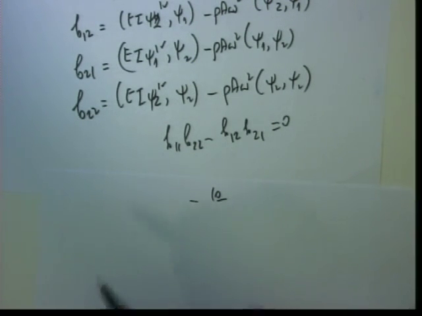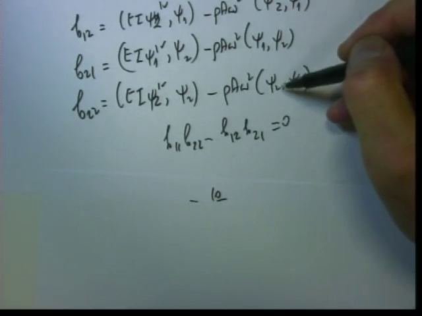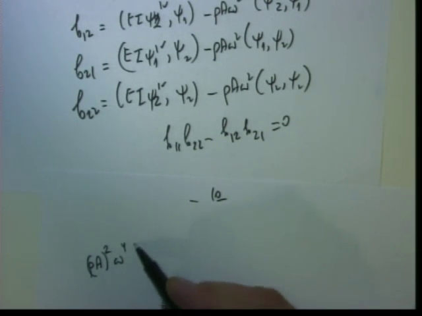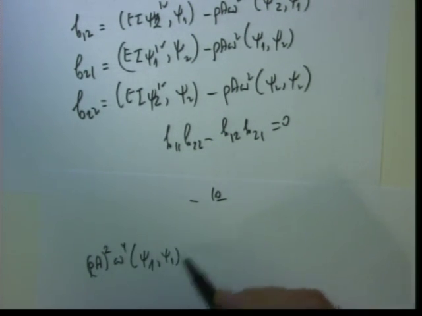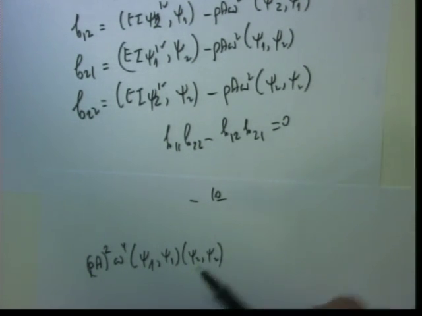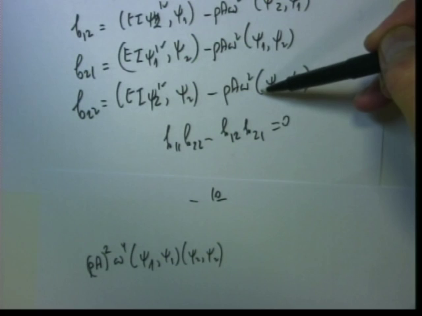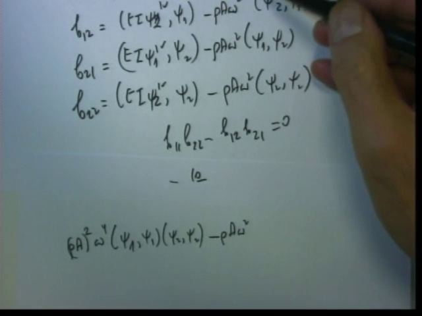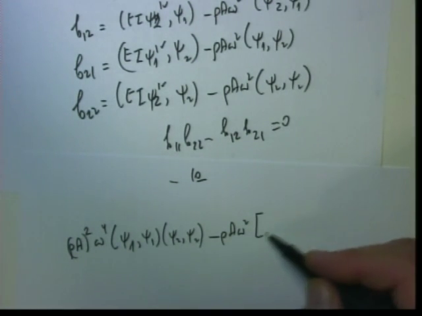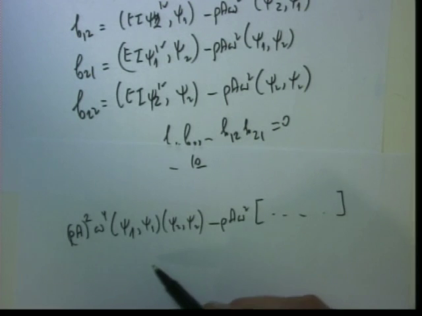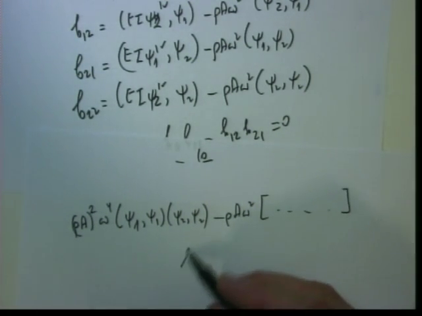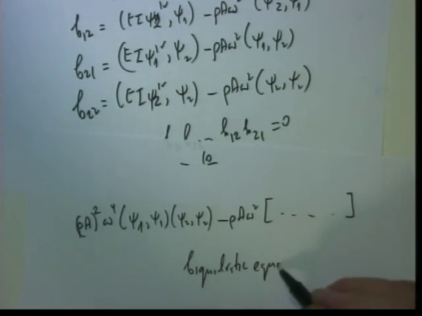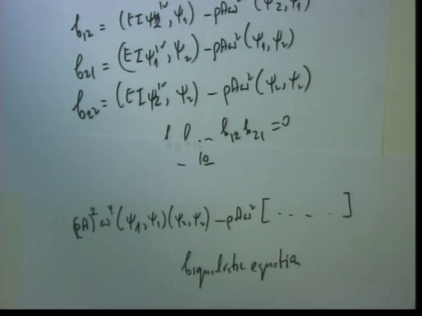Okay, B11 times B22. So that will be rho A squared omega to the fourth power, psi 1 psi 1 psi 2 psi 2. Okay, this times this. Then will be minus rho A omega squared. I'm not going to calculate this, but you are seeing that that is a biquadratic equation.